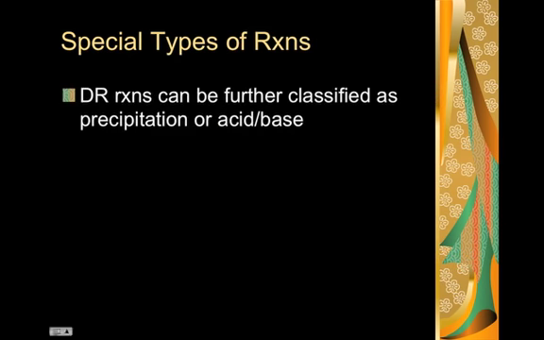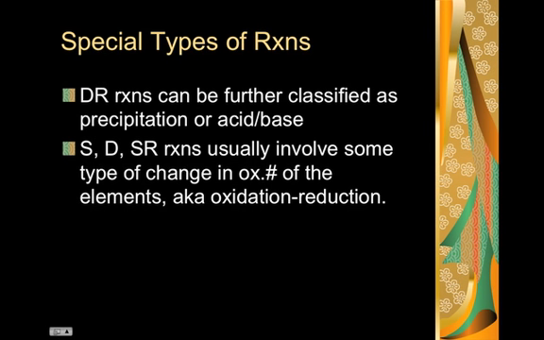Okay, so some other special types of reactions that you will encounter if you go on to a higher level chemistry, or if you just decide that you want to watch the AP predicting products video. Double replacement reactions are further classified as either a precipitation reaction, and no, again, I'm not talking about rain, or an acid-base neutralization reaction. Synthesis, decomps, and single replacement reactions almost always involve some kind of change in the oxidation numbers of the elements, and so they're actually called an oxidation reduction reaction or redox.